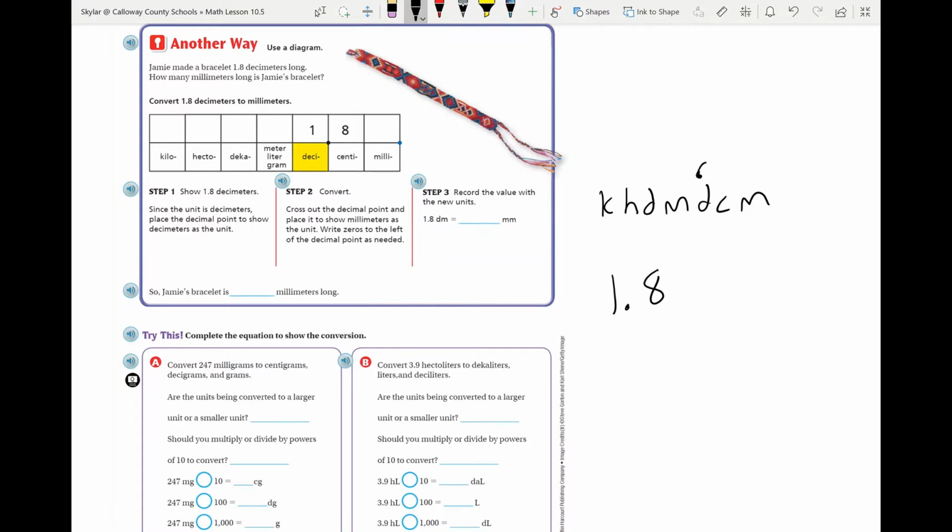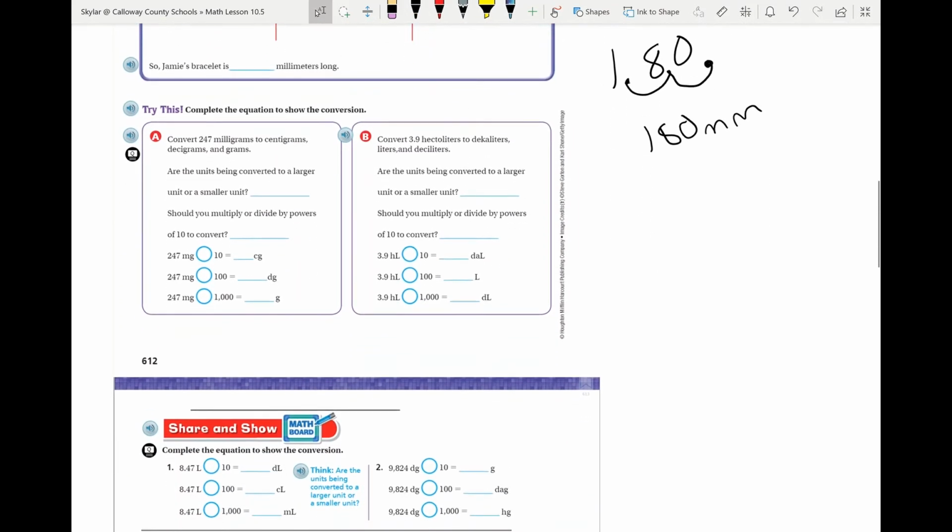So we go 1, 2 spots to the right. So let's move our decimal point 1, 2 spots to the right. And remember, if you've got a blank space, you put a 0 in it, because otherwise Taylor Swift will write your name in it. Because if you've got a blank space, baby, she'll write your name. So that means 180 millimeters in 1.8 decimeters. And that's really all that we have to do.